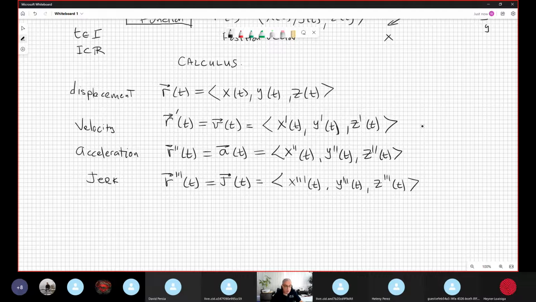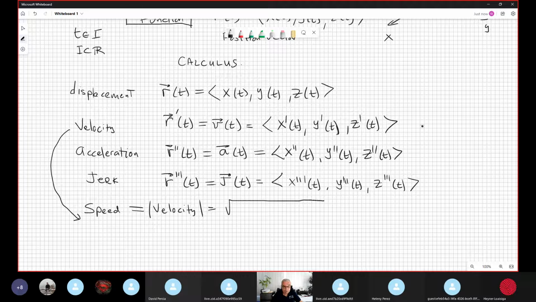Okay, now what about speed? Well, speed is you take velocity and you find the absolute value. So magnitude of velocity. Velocity is a vector, speed no. Speed is a scalar, it's a scalar function. And as always happen, it's a square root. Each component, x prime is square, plus y prime is square, plus z prime is square. This is a speed. Speed is a scalar function.